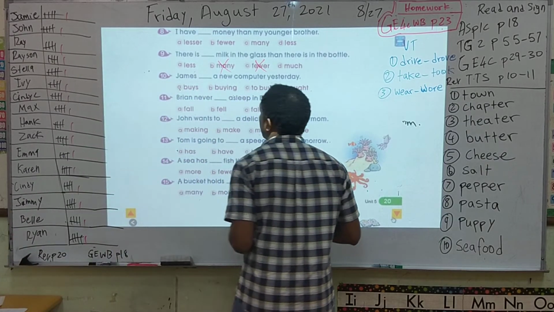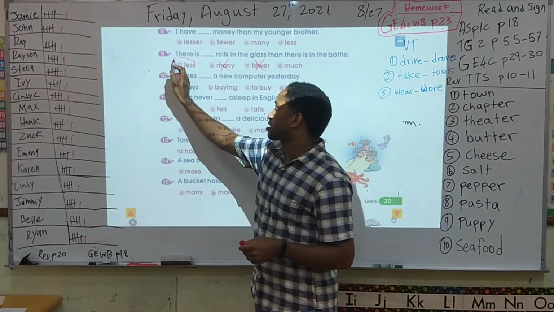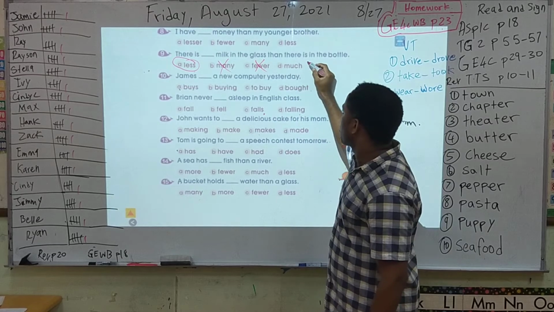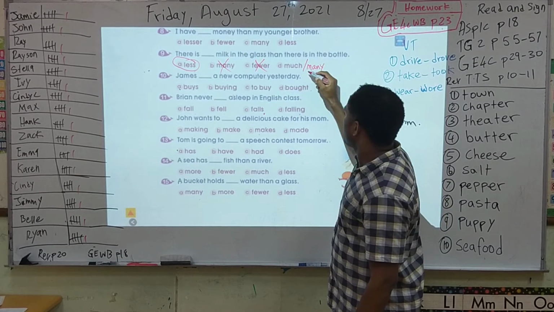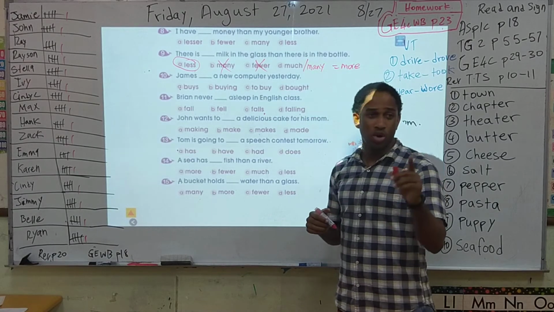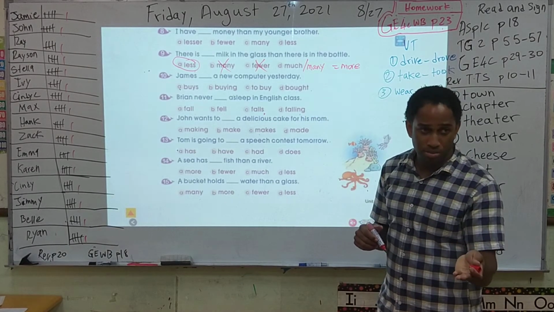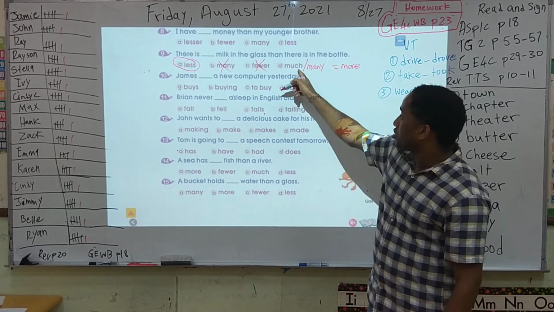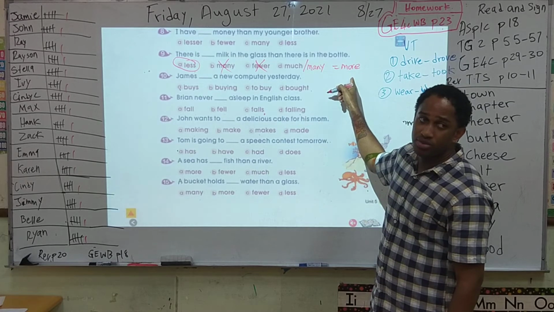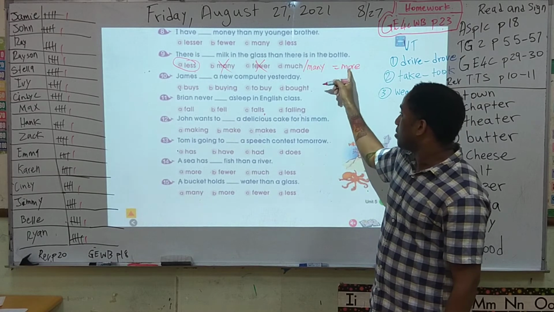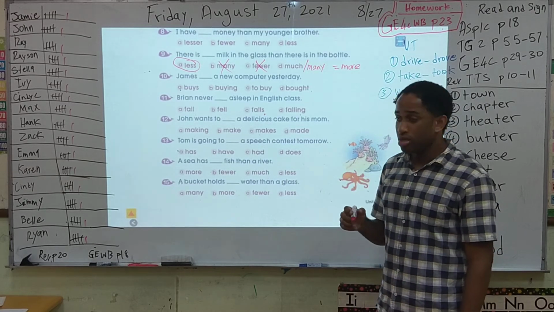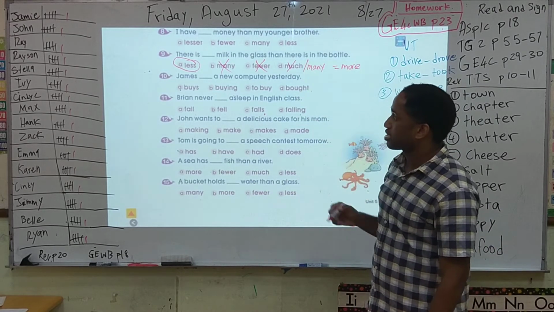Okay, so we're going to say there is less milk. We don't use much. Remember much or many, we're going to say more. We cannot use much. You use much for a question: How much milk is there in the glass? To use much for a question, you're going to use the comparative, remember, more than. So much or many, we use more. More milk than. So it cannot be much. Use much for asking the question.